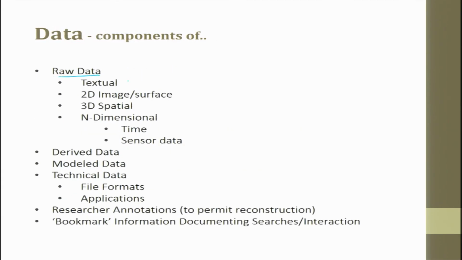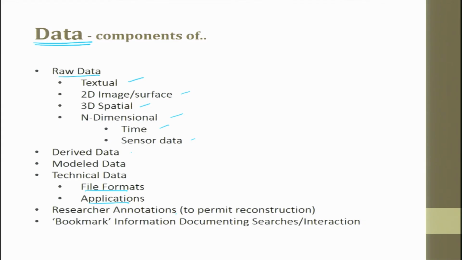The raw data will be in textual form, image form, surface, 3D spatial, and n-dimensional, which has time and sensor data. Then there is derived data, where you do a dy by dx and get derived data. You have modeled data, technical data, file formats and applications. These are the different data forms which are used while we work in 3D applications.